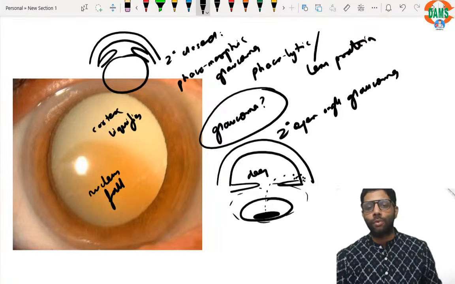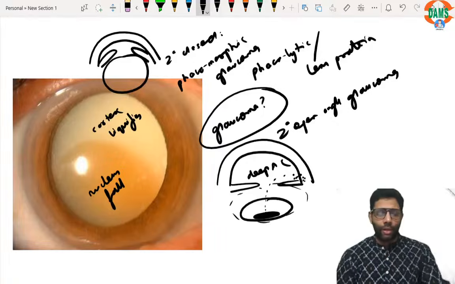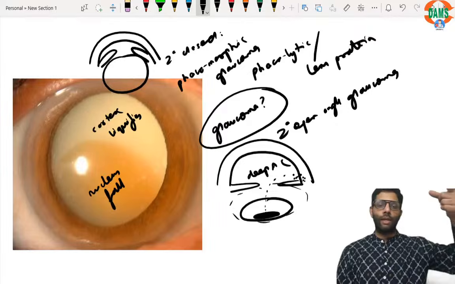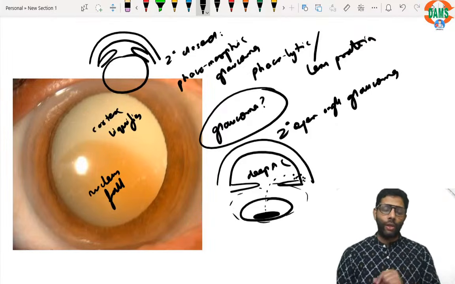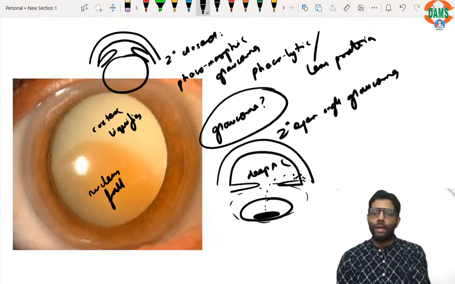Why deep AC? Because the lens is very shrunken, very small in size. The anterior chamber is already deep. Phacomorphic will have shallow AC. Phacomorphic, closed angle. Phacolytic, open angle. Achha, who can tell me? What's the management of phacolytic or phacomorphic glaucoma? Answer is same.